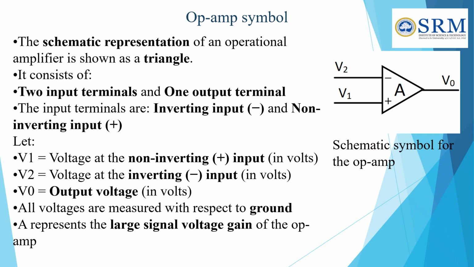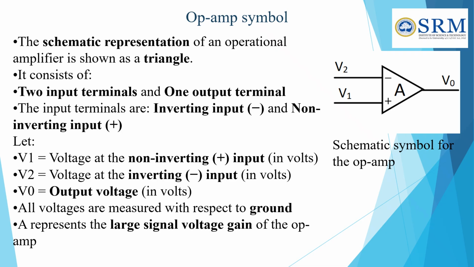Op-amp symbol. The op-amp is symbolized with a triangle. It has three main terminals, two inputs and one output. The input marked with a minus sign is called the inverting input, and the one with a plus sign is the non-inverting input. We denote V1 as the voltage at the non-inverting terminal, V2 as the voltage at the inverting terminal, and V0 as the output voltage.